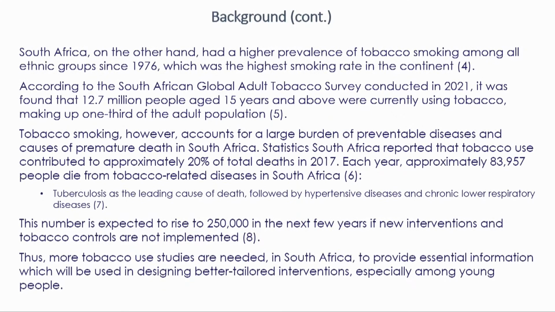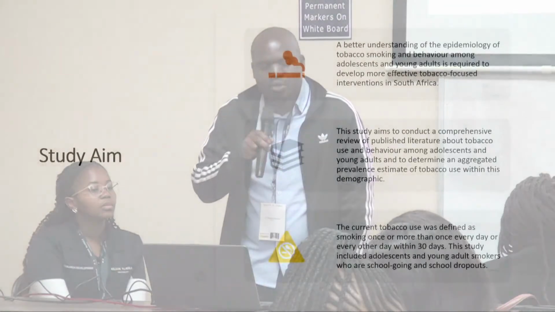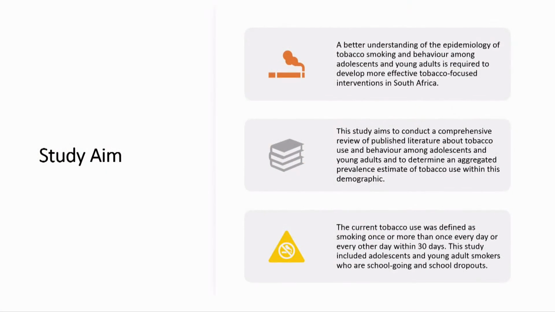These studies also can help create better tailored interventions, which will specifically focus on young people. The aim of this study is to conduct a comprehensive review of published literature about tobacco use and behavior among adolescents and young adults, and to determine the aggregated or pooled prevalence, so that you can use different types of studies to calculate the prevalence.